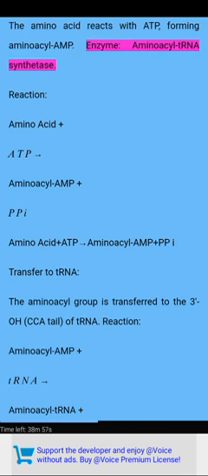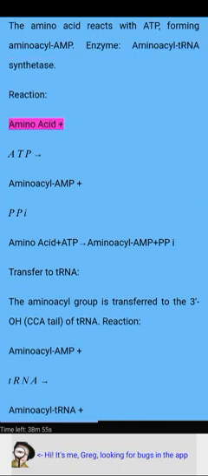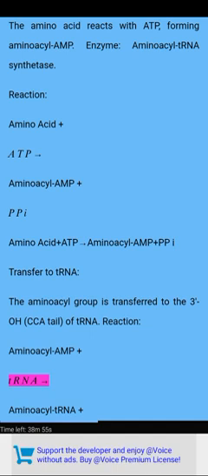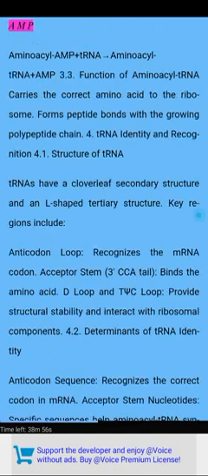Enzyme: aminoacyl-tRNA synthetase. Reaction: amino acid plus ATP gives aminoacyl-AMP plus PPi. Transfer to tRNA: the aminoacyl group is transferred to the 3'OH of the CCA tail of tRNA. Reaction: aminoacyl-AMP plus tRNA gives aminoacyl-tRNA plus AMP. 3.3. Function of aminoacyl-tRNA: it carries the correct amino acid to the ribosome and forms peptide bonds with the growing polypeptide chain.